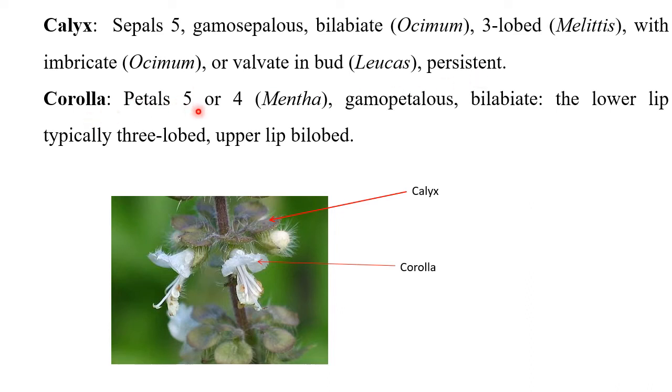Petals are 5 or sometimes 4. Number of petals is 4 in Mentha. It is gamopetalous, bilabiate. The lower lip is typically three-lobed and the upper lip is bilobed. Here you can see the lower lip of the corolla, and this is the upper lip of the corolla. Here you will see the calyx, and inside that it is in bud condition. Here you will see the open calyx of this flower and the corolla of this flower.